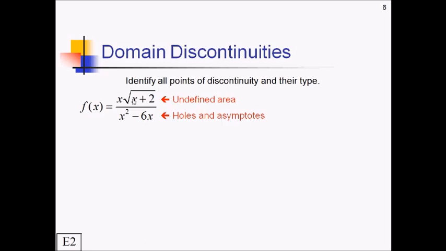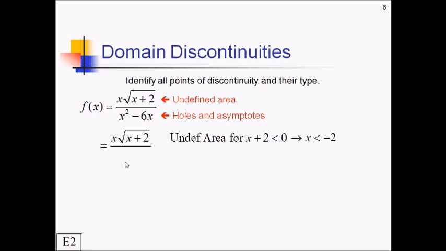So up here, x plus 2 has to be non-negative, which means that if x plus 2 is negative, it's going to give me some undefined areas. So I'm going to have undefined areas wherever x plus 2 is less than 0. Subtracting 2, that means that I'm going to be undefined where x is less than negative 2.